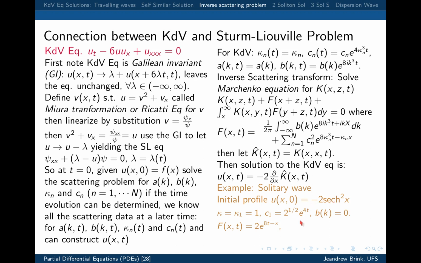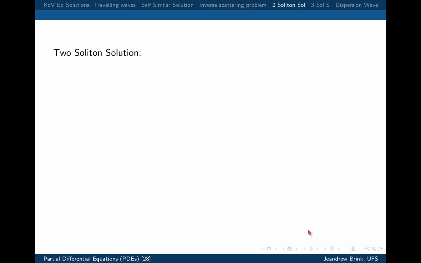What's it? This speed is 1 over square root of 2. Okay, and then you can find your k, and you get that your solution is this. Okay, so there we go. So that's our sech. So that's the first solitary wave.